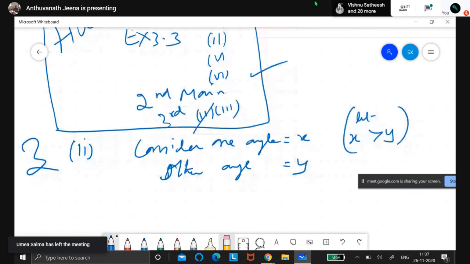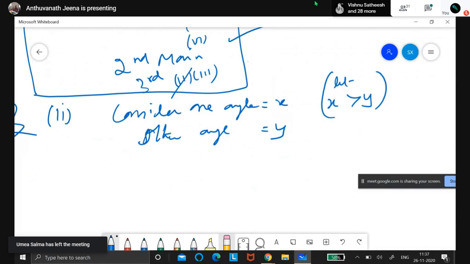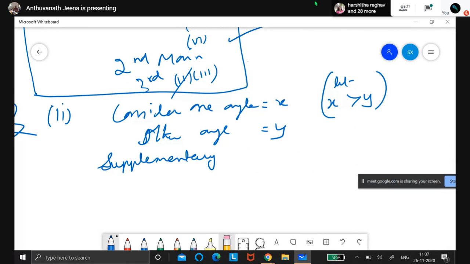Supplementary means what? x plus y is equal to 180 degrees. Complementary means 90 degrees. Don't forget that. What you learnt in 7th and 8th standard should not be forgotten. Supplementary means if you add both, you get 180. So x plus y is equal to 180.